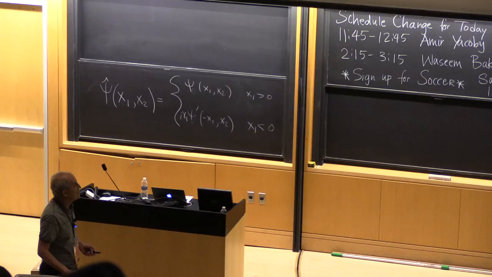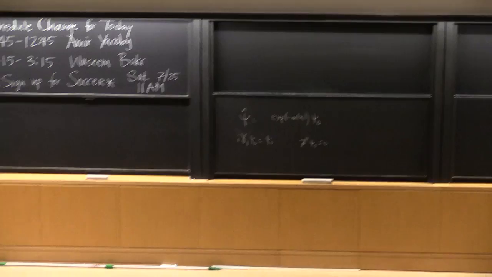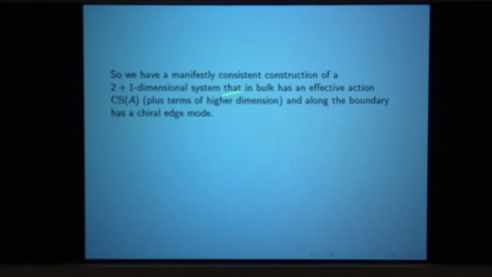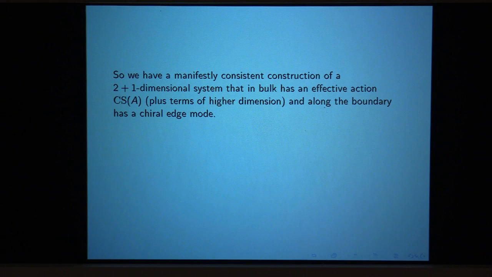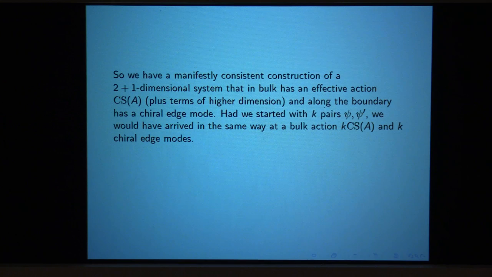So now we have a Chern-Simons coefficient of 1 in the bulk, and we have a chiral edge mode on the boundary. And that certainly shows we have now a manifestly consistent construction of a 2 plus 1 dimensional system. Then the bulk has an effective action Chern-Simons times 1, and along the boundary it has a chiral edge mode. Had we started with k identical pairs psi and psi prime, we would have had a bulk action of k times Chern-Simons and k chiral edge modes. So this gives a manifestly consistent construction of that combination.